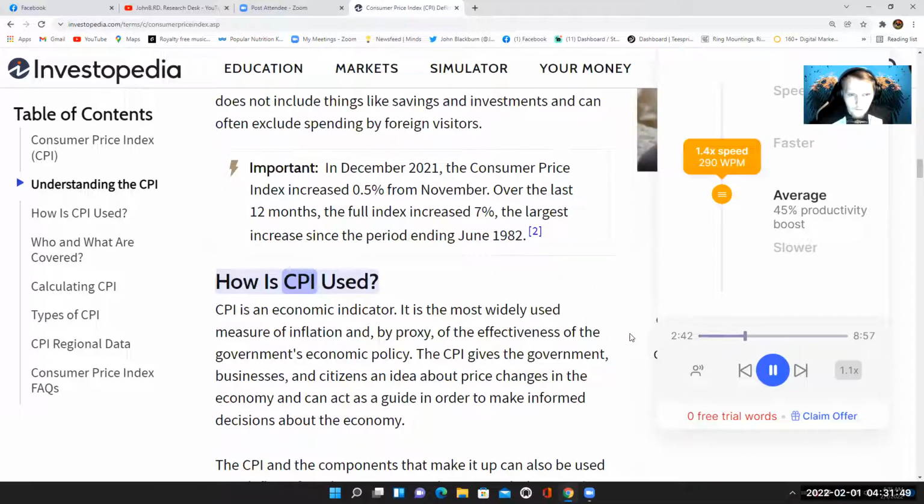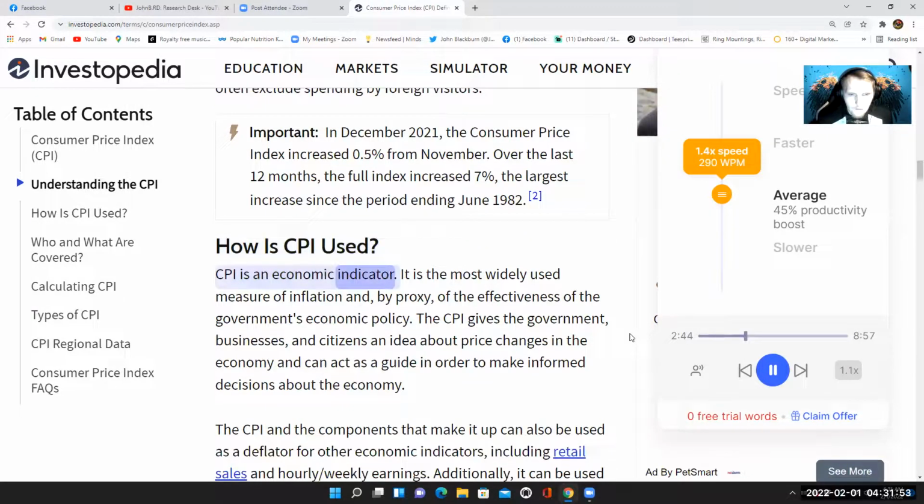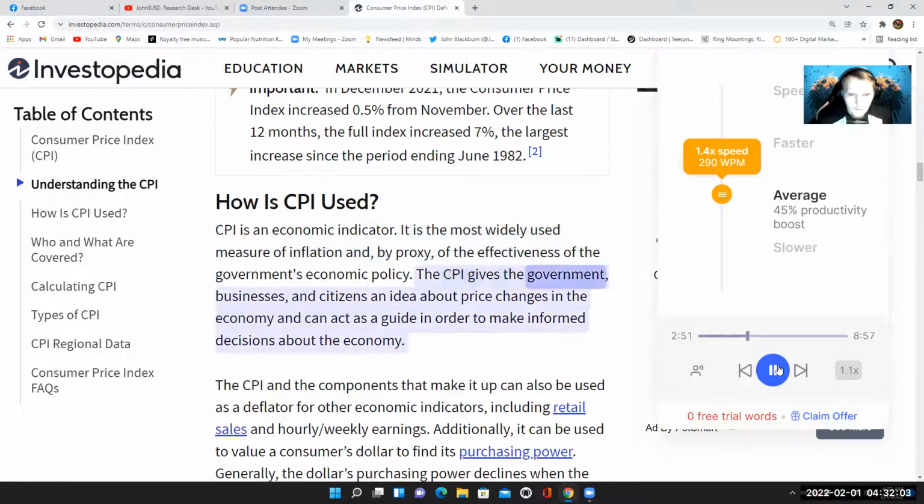How is CPI used? CPI is an economic indicator. It is the most widely used measure of inflation and, by proxy, of the effectiveness of the government's economic policy. The CPI gives the government, businesses, and citizens an idea about price changes in the economy and can act as a guide in order to make informed decisions about the economy.